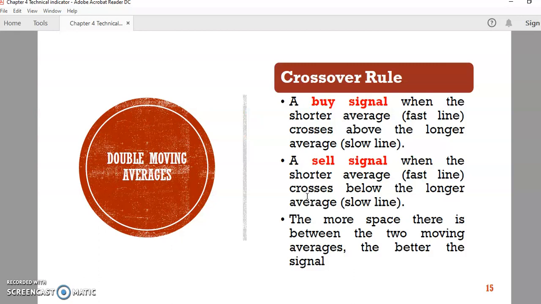So for a double moving average, the crossover rule is a bit different. What is the meaning of double moving average? In double moving average, we combine two different periods of moving average in one chart. Okay, so a buy signal for a double moving average occurs when the shorter average crosses above the longer average. Selling signal when the shorter average crosses below the longer average. Okay, the more space between the two moving averages, the better the signal.